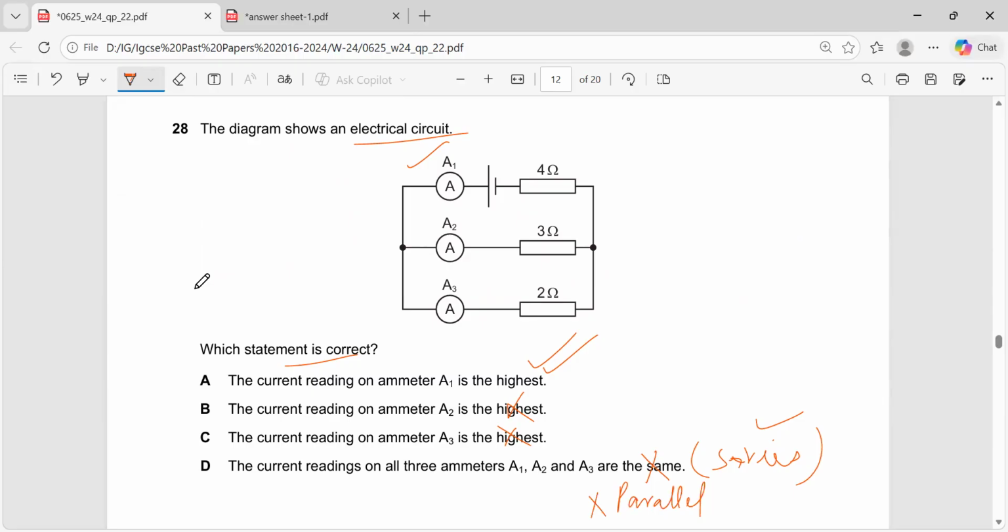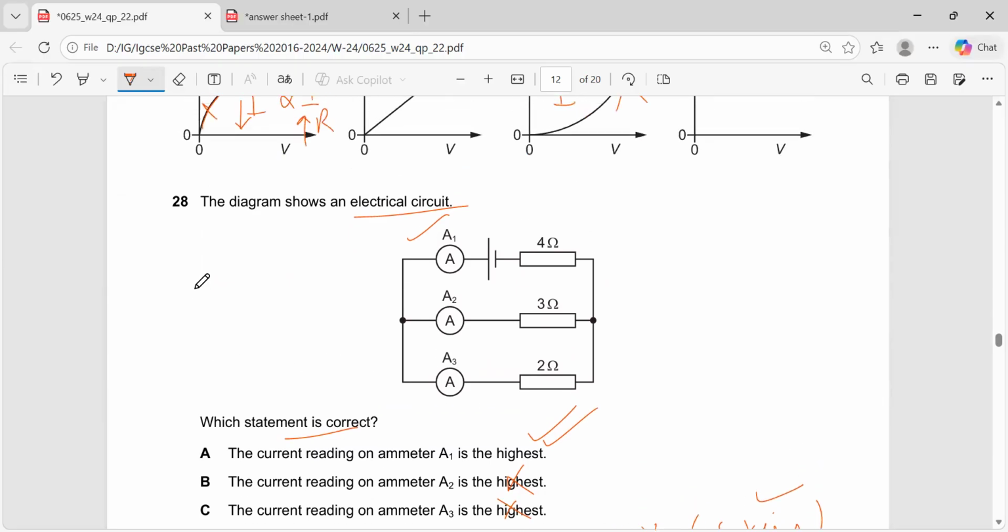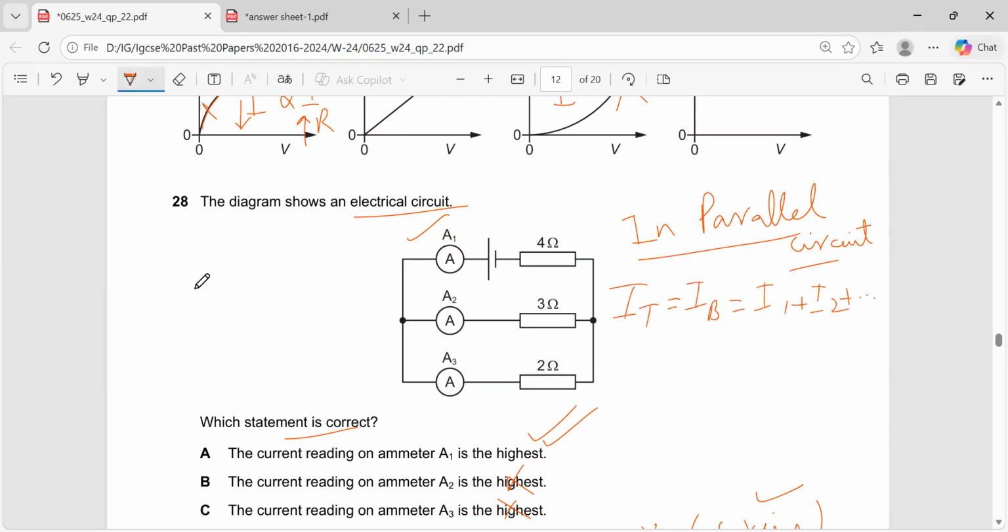So parallel, it's wrong. Now, why so? First of all, let me tell you, as these resistors are in parallel, I will write in a parallel circuit, my dear friends, total current, we can also say current in the battery, will be equal to I1 plus I2, and so on. Now see this A1. Let me tell you, A1 is the current in the battery. So A2 and A3 are the currents in the branches, meaning I1 and I2. A2 plus A3 will be equal to A1.